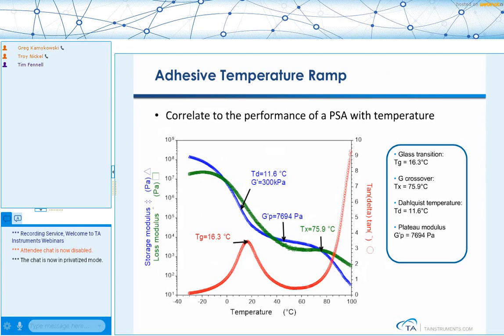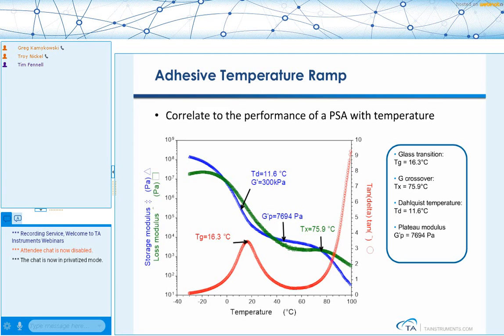And of course, it's useful to do dynamic temperature ramps on our adhesives to look at how the mechanical properties change as a function of temperature. So one of the things that we typically see with polymers is a peak in tan delta that indicates a glass transition temperature. And we also have some other points of interest that we might note in characterizing a material.